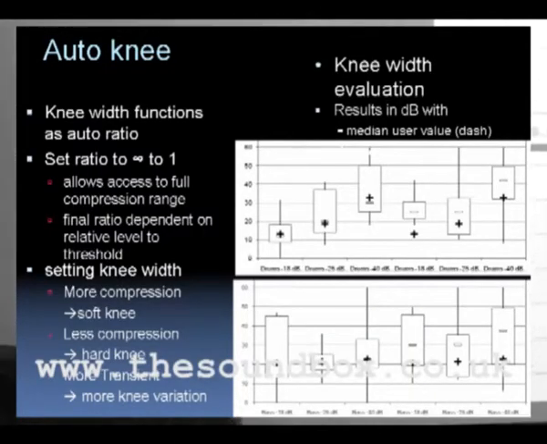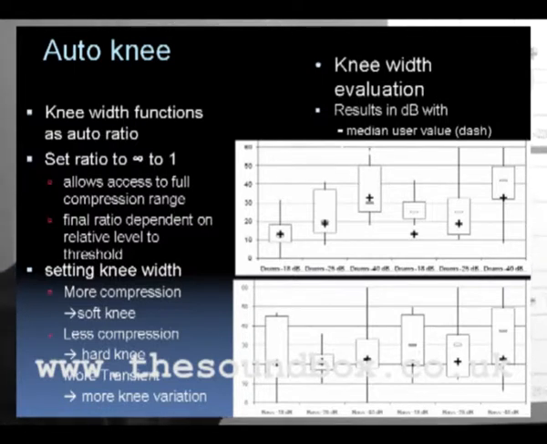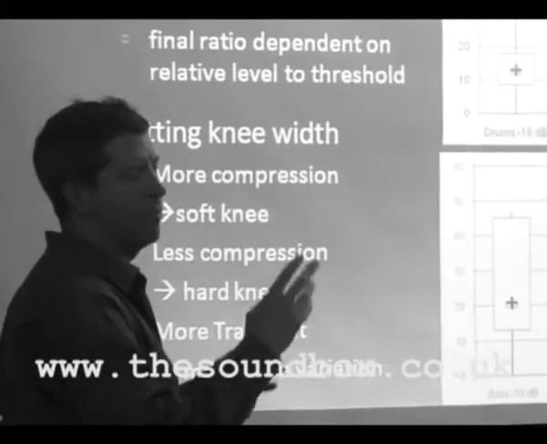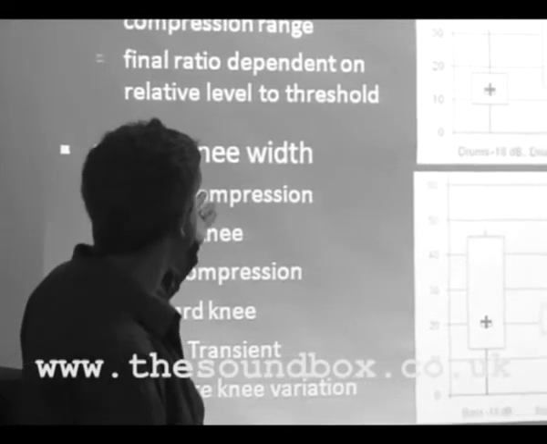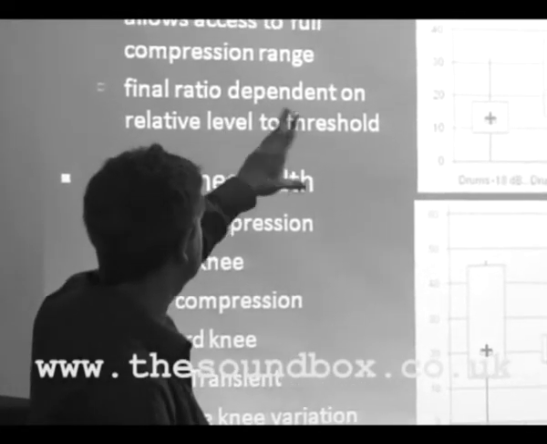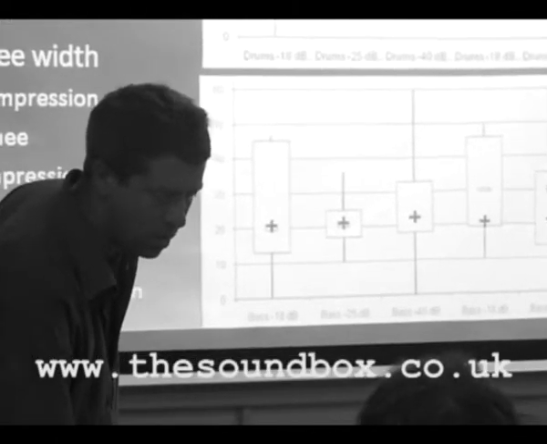Setting the knee, well, if we apply a lot of compression, it makes sense to have a soft knee. If we apply a little compression, then you can have a harder knee because it's only going to be activated slightly. And if you're dealing with a very transient, percussive signal, then you want a knee that is very flexible, that adjusts to lots of different dynamics in the signal. So we applied this, looking at drums and bass, again with fairly good agreement between automatic and what the users chose.